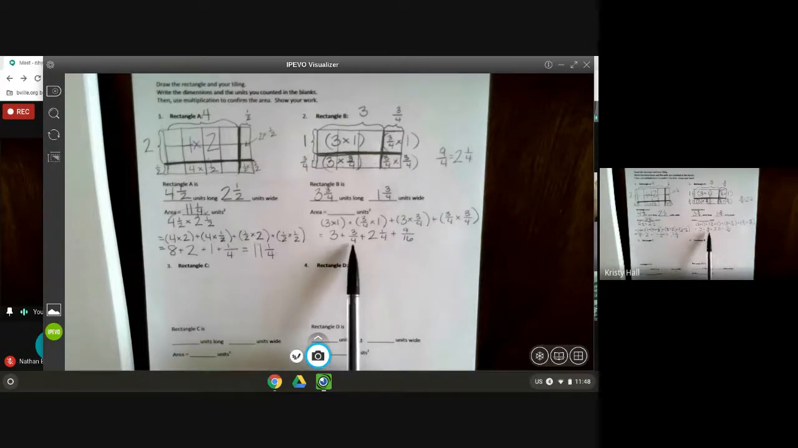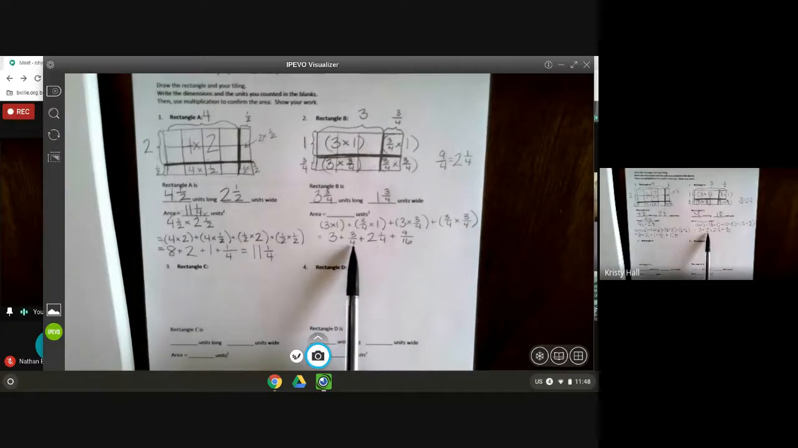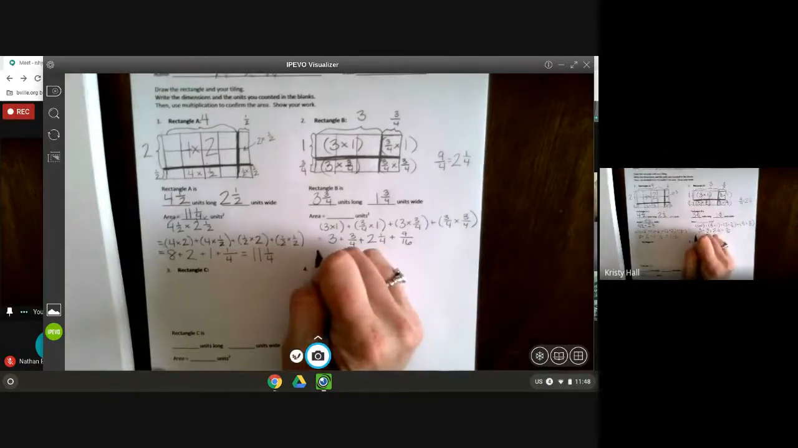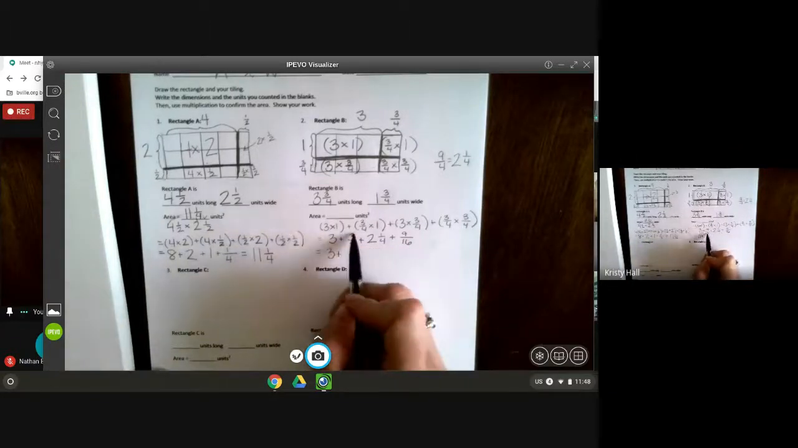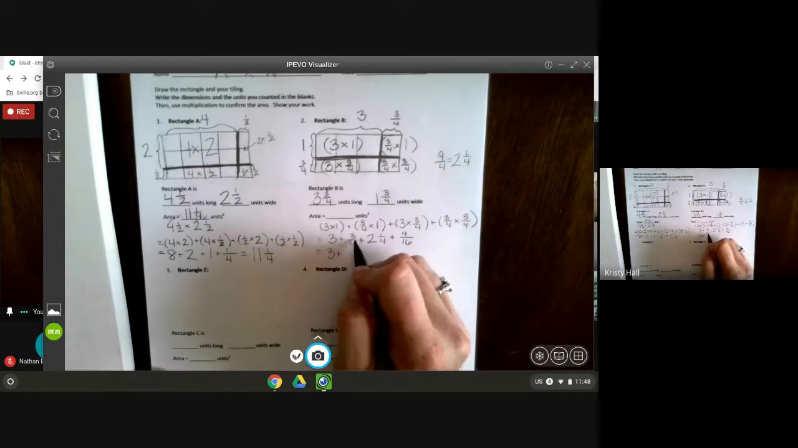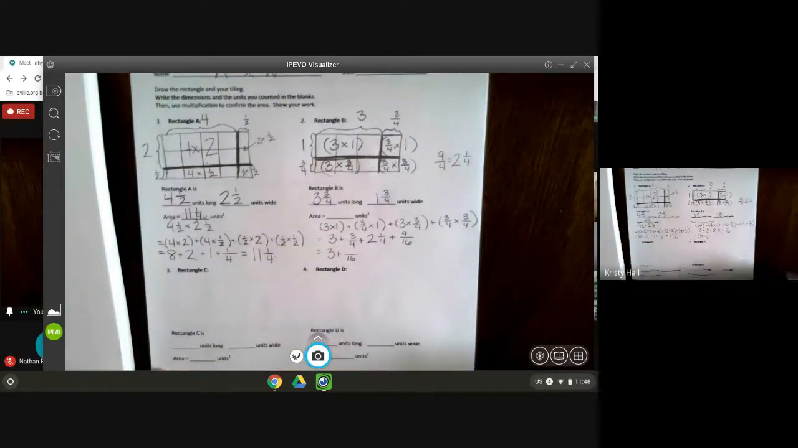So I have 4ths and 4ths and 16ths. So can I add these the way they are right now? No. No, I have to change these denominators. So I know that I can multiply 4s to get to 16 because 4 times 4 is 16. So I'm going to rewrite this row, 3 plus, but now I want to make the denominator 16. So I'm multiplying 4 times 4 to get 16, which means I multiply the 3 times 4. So 3 times 4 is 12.